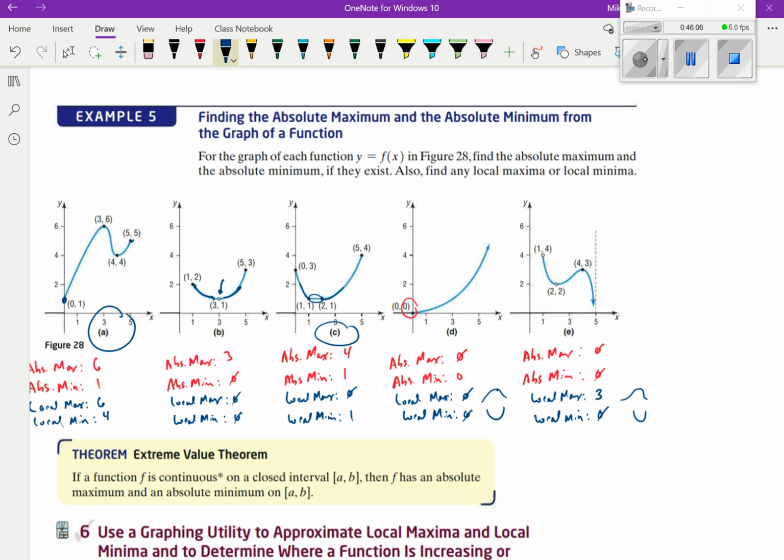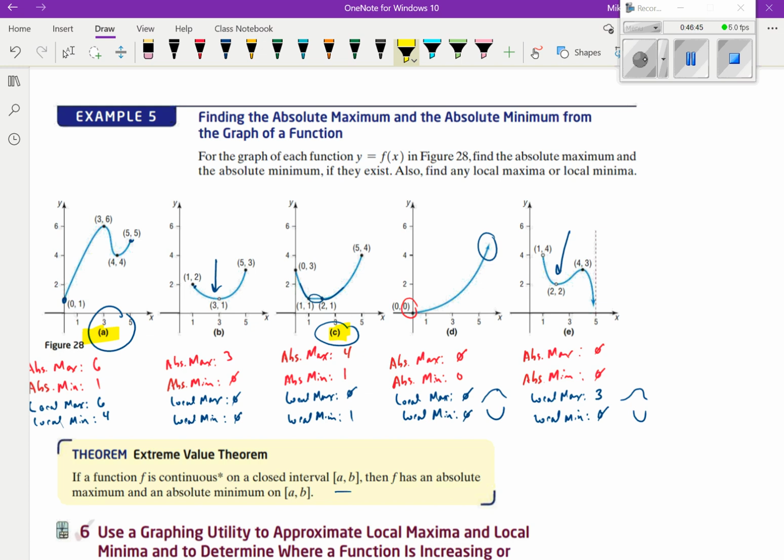Now, letter B is not a continuous function because I've got a hole in the graph. Letter E is not a continuous function because we've got a hole in the graph. Letter D is just not a closed interval. It's not closed because it has an arrow that keeps on going. So the only ones that apply here, where we have a continuous function on a closed interval from A to B, are example A and example C. Those are the only ones that qualify.